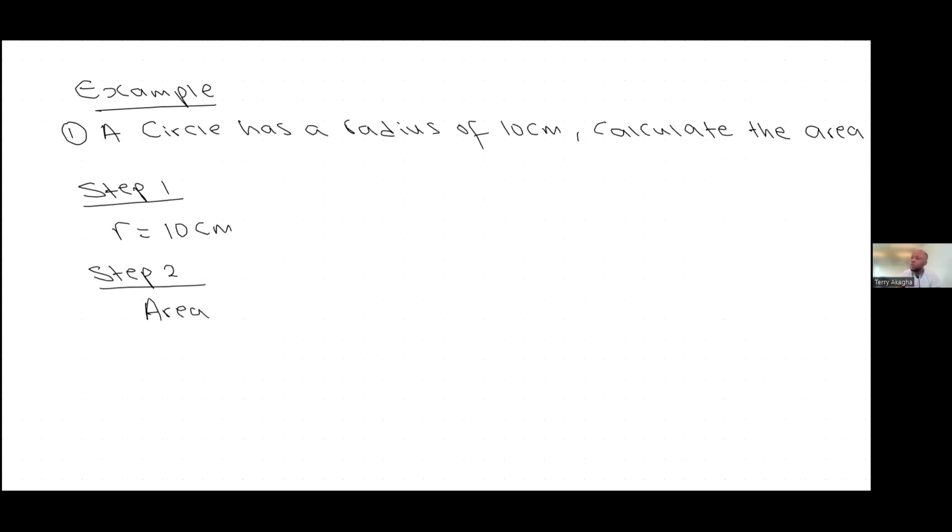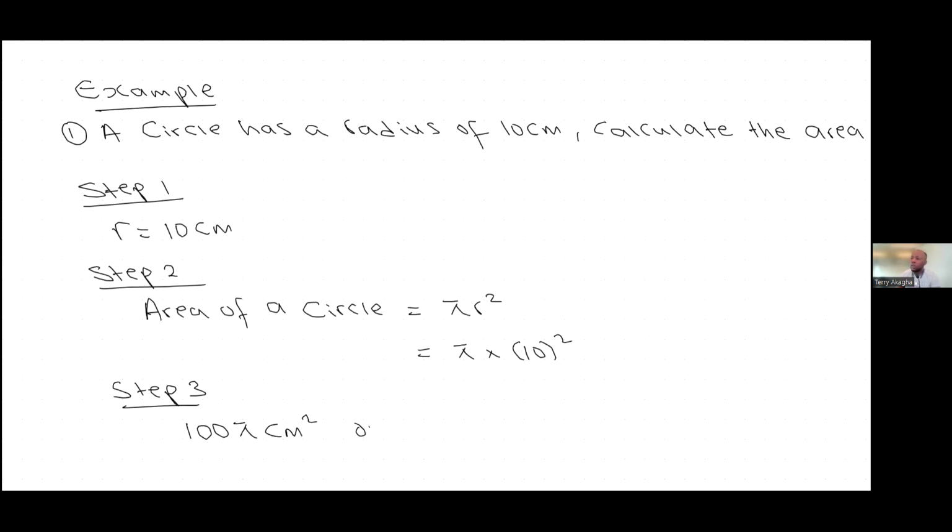So we know that the area of a circle is equal to what? Pi r squared. And that'll be equal to pi multiplied by what's the radius? 10 squared. All right, then step 3, we then what? Simplify. So when you punch this into your calculator, it's going to give us 100 pi cm squared, or if you want it in decimal, it's going to give us 314.16 centimeter squared.